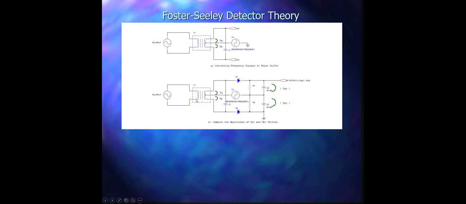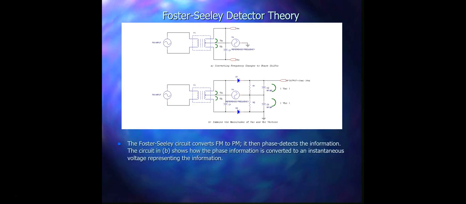Now let's see next. It says the Foster-Seeley circuit converts the FM into phase modulation. It then phase detects the information. The circuit shown above, the B circuit, shows how the phase information is converted to an instantaneous voltage representing the information. Here you see how the frequency is changing, and as the frequency changes, the voltage obtained over here changes, which represents the change in the phase.